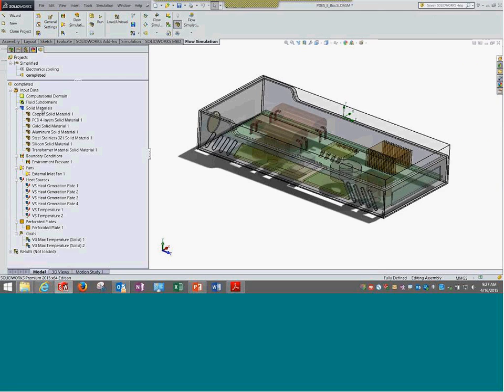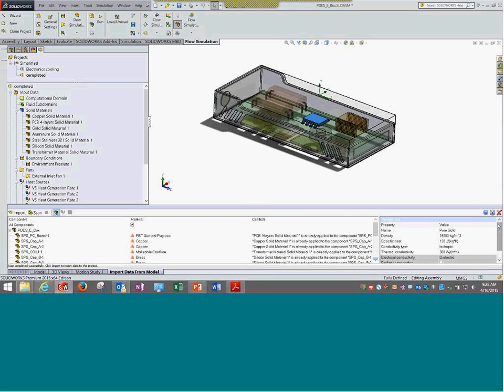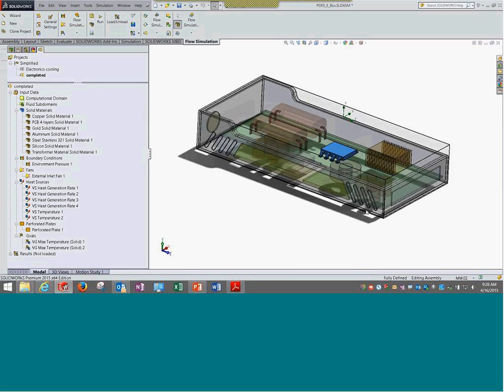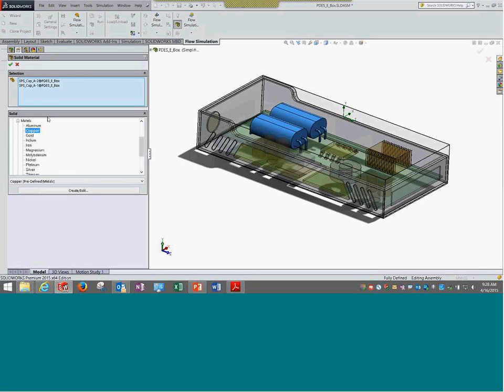Let me get back. So next, as I told you, the materials. I use this option, insert solid materials. It can also import the data from the model. So if necessary, we can import the data from the SolidWorks model. If the data are given in CAD, then those can be imported automatically over here. By the way, importing material from CAD was a new feature which was added around 2 to 3 versions back.